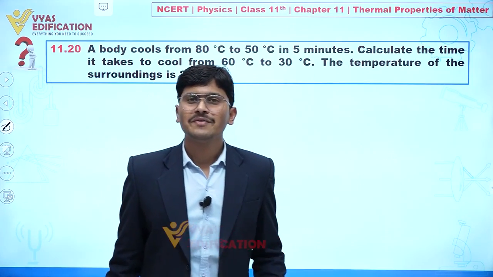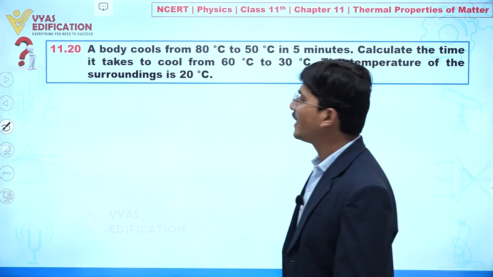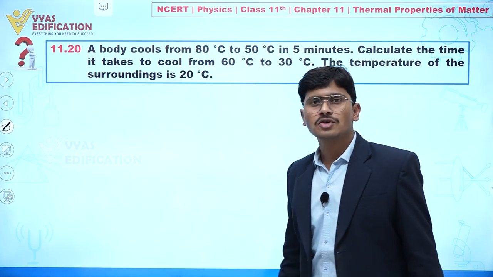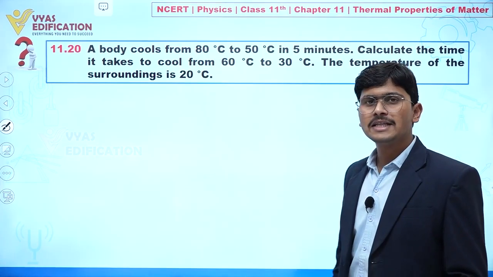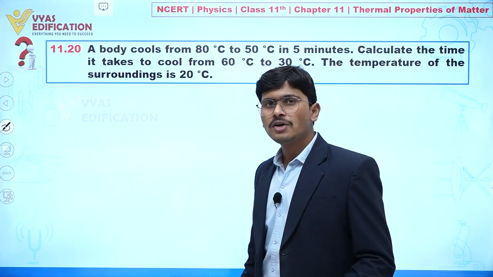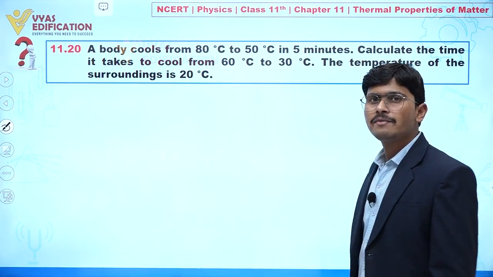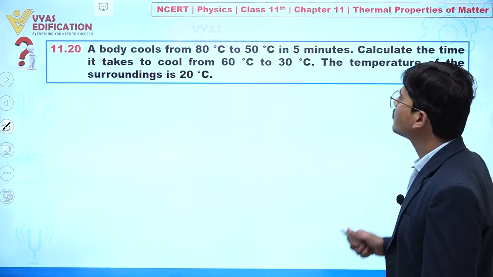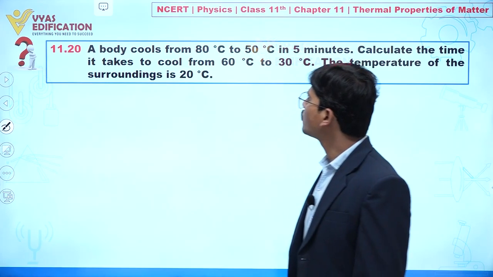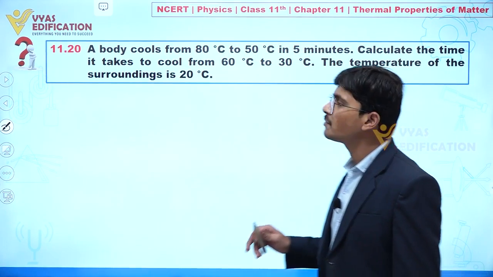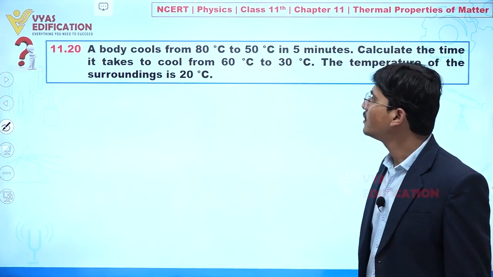Clear? Now dear students, we are going to discuss this question, which is related to Newton's law of cooling. Clear? This is question number 11.20, and in this question it is given that a body cools from 80 degrees Celsius to 50 degrees Celsius in 5 minutes. Okay, fine. Calculate the time it takes to cool from 60 degrees Celsius to 30 degrees Celsius, and the temperature of the surrounding is given as 20 degrees Celsius.